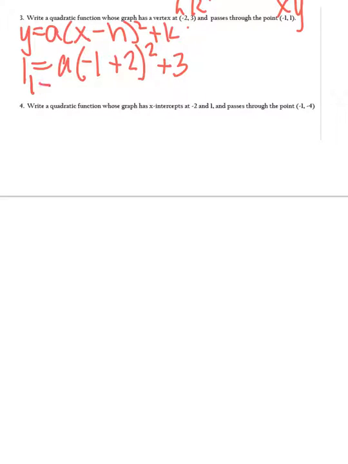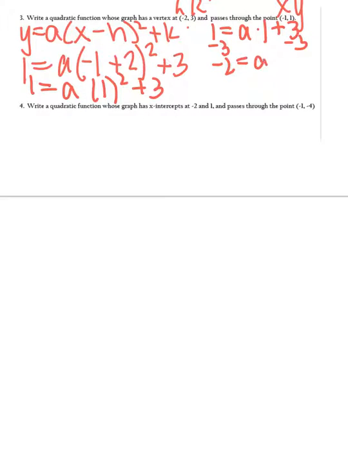All right, so I have 1 equals a, and then I have to simplify this. Negative 1 plus 2 is 1 squared plus 3. I have to follow those order of operations. So I have 1 equals a times 1 squared is 1 plus 3. Subtract that 3 from both sides. I have negative 2 equals a times 1, which is just a. So my equation for this one is y equals negative 2 times the quantity x plus 2 squared plus 3.